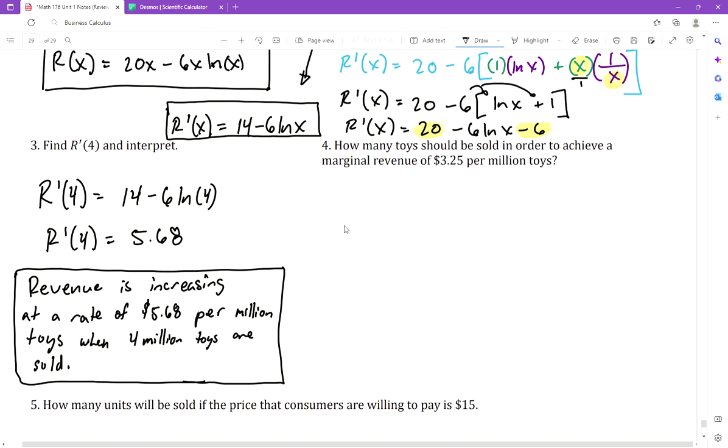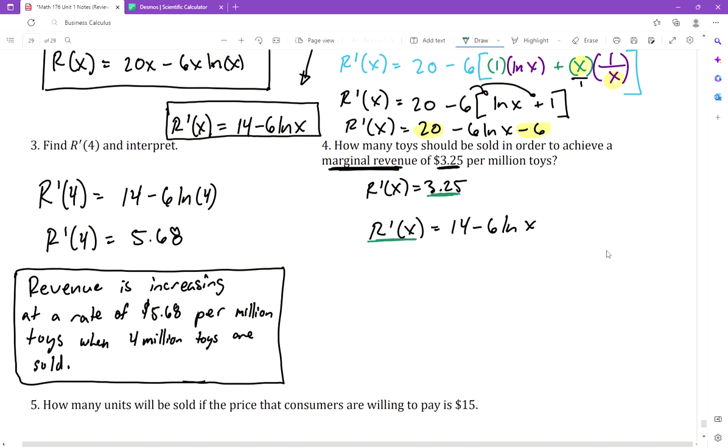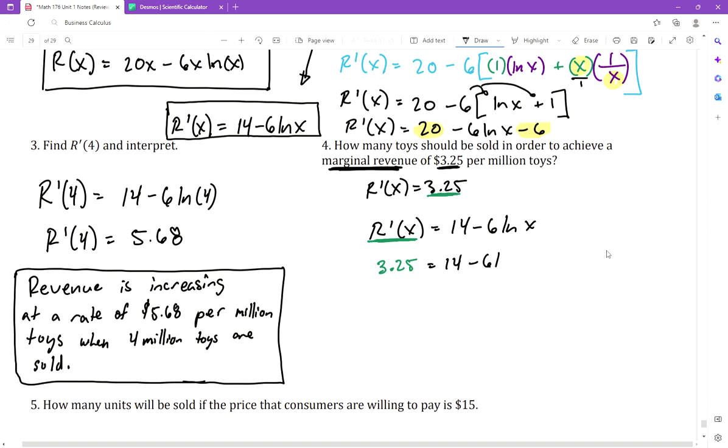All right, and now let's see number 4 here. So it says how many toys should be sold in order to achieve a marginal revenue of $3.25 per million toys. Okay, so this they're saying is the marginal revenue. So they're saying r prime of x is $3.25. Well, we have a marginal revenue function. Let's rewrite it down below. So there's our marginal revenue function, and they're saying change your left side this time. They're saying this is 3.25, so rewrite that as 3.25 and have it equal to 14 minus 6 ln of x. And so we need to solve for x here.